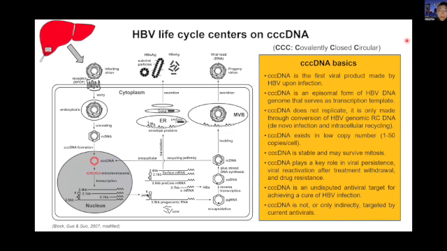We all know that cccDNA plays a key role in viral persistence and reactivation after treatment withdrawal. It is also responsible for drug resistance being carried to the progeny virus. Therefore, cccDNA is an undisputed antiviral target for achieving a cure of hepatitis B infection. But unfortunately, cccDNA is not directly targeted by the current antivirals.